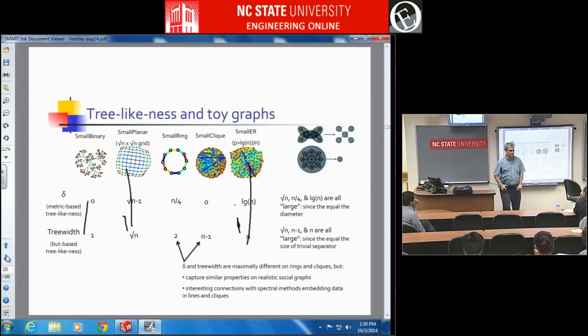Constant degree expanders or random graphs like that have a diameter that's log n. The natural scale to think about those graphs is log n. It's not root n. All right? If something's log n, it's bad. And that's just very different.